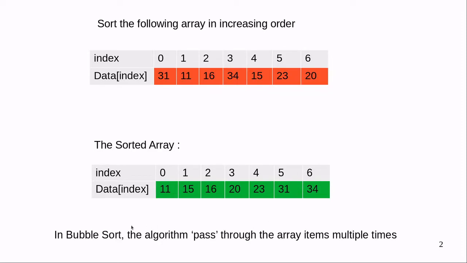In bubble sort, the algorithm passes through the array items multiple times. The algorithm moves from one end to the other. When it moves one time from one end to the other, it's called one pass. So in this algorithm we make multiple passes. In the subsequent slides we will see what exactly is done in each of these passes. Once we have an idea on that, we will move to the program.